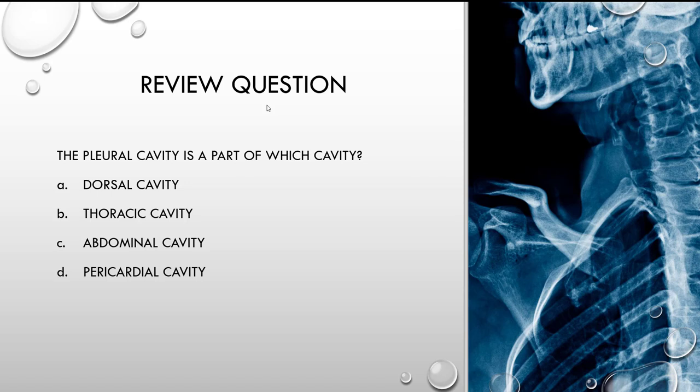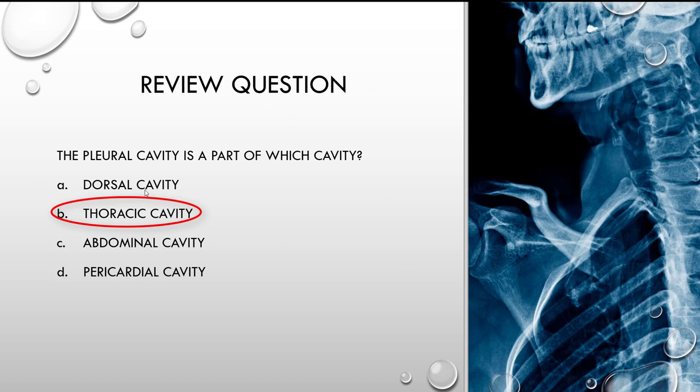And then we have, the pleural cavity is a part of which cavity? Is it A, the dorsal cavity, B, the thoracic cavity, C, the abdominal cavity, or D, the pericardial cavity? So where is the pleural cavity? If you said B, thoracic cavity, I would agree with you. So the pleural cavity is part of that ventral cavity.